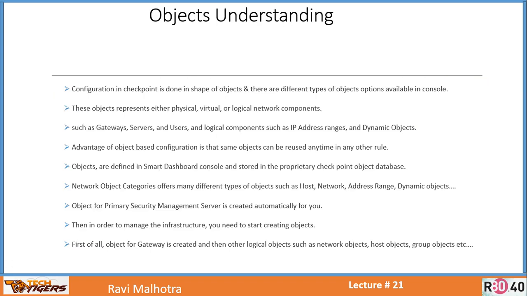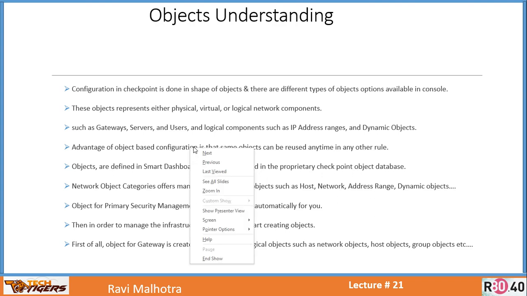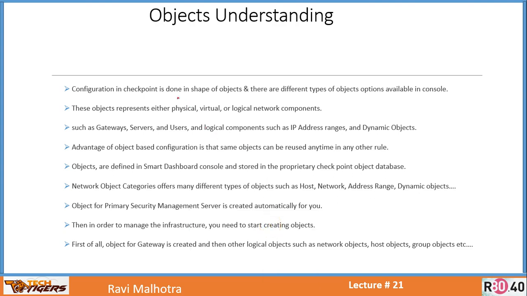So let us have a very basic understanding about objects. The moment you start doing configuration in Checkpoint, this configuration is done in the shape of objects, and there are different types of object options available in the console, such as network, security, application, and services. These objects represent either physical, virtual, or logical network components.